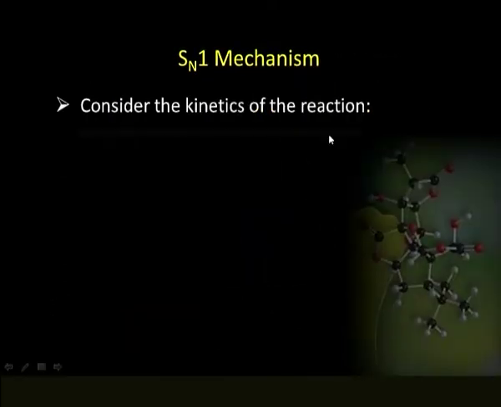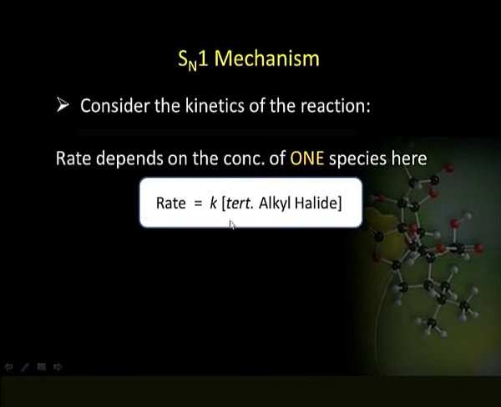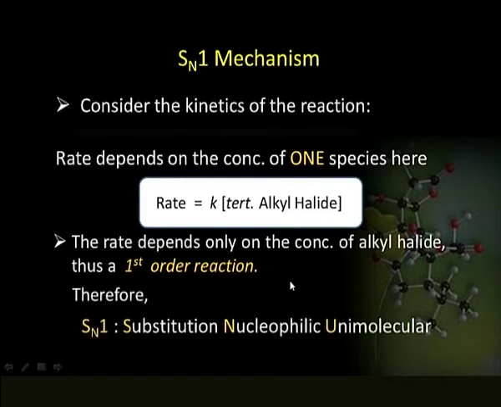Now consider the kinetics of this reaction. In the case of the SN1 mechanism, the rate depends on the concentration of only one species. So, we can write the rate equation as rate equal to k times the concentration of the tertiary alkyl halide. The rate depends only on the concentration of alkyl halide, therefore we call it a first order reaction, and this justifies the name SN1. S stands for substitution, N for nucleophilic, and 1 is for unimolecular.